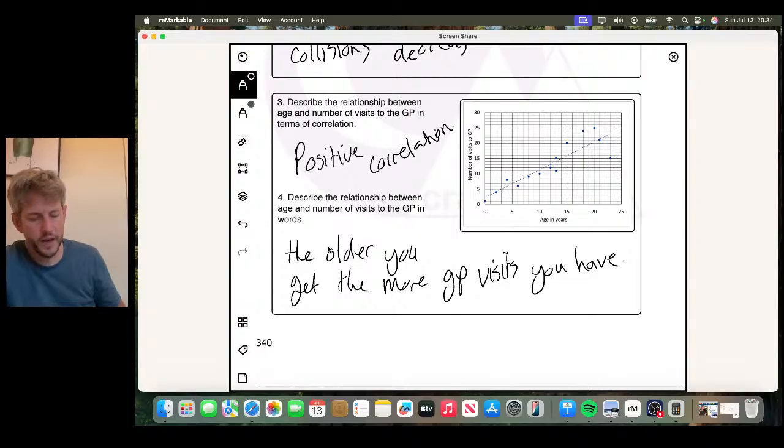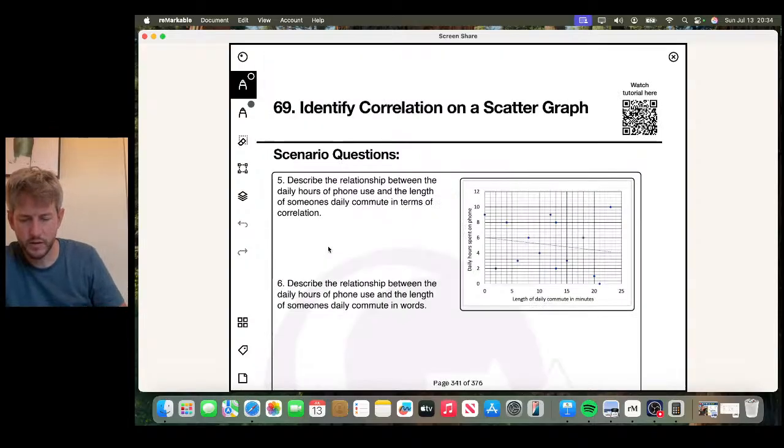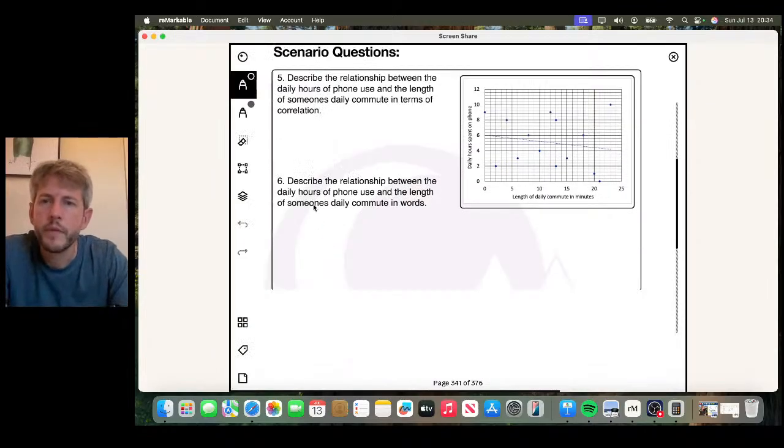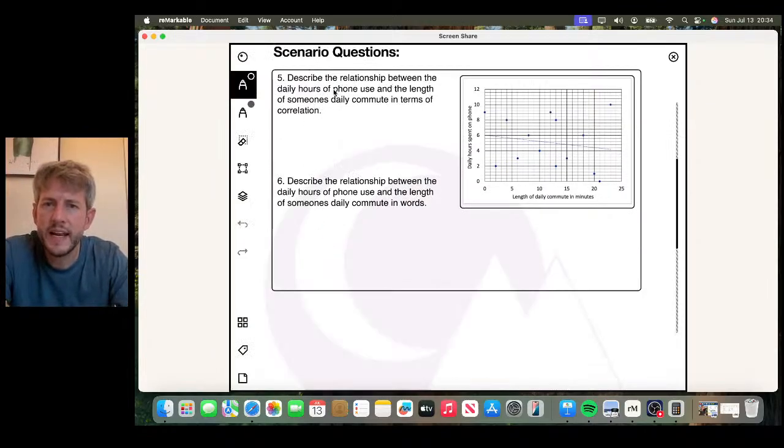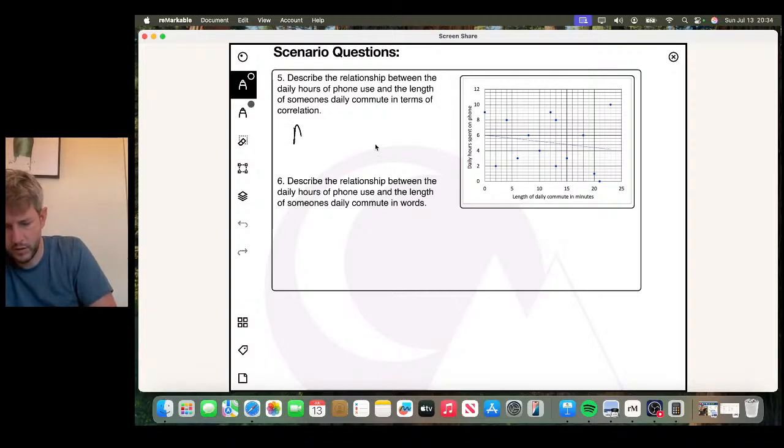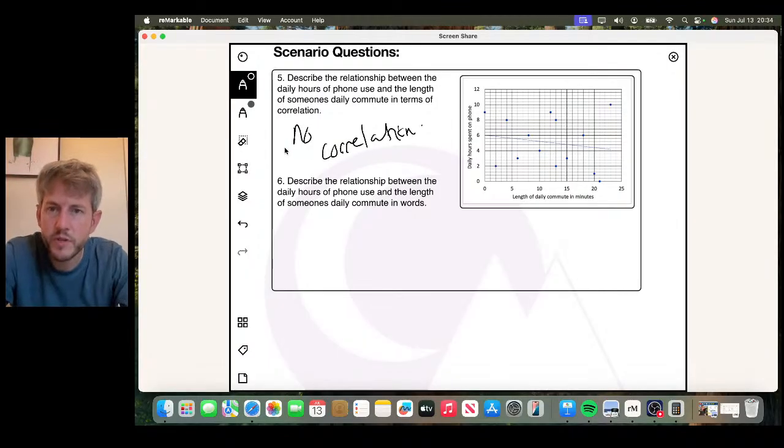Okay, the older you get, the more GP visits you have. Okay, question 5. Describe the relationship between daily hours of phone use and length of someone's daily commute in terms of correlation. No correlation. Describe the relationship between the daily hours of phone use and length of someone's daily commute in words.